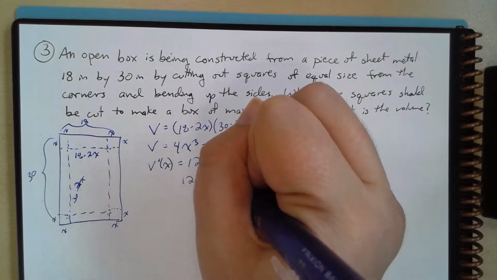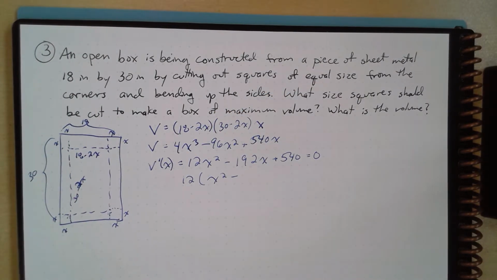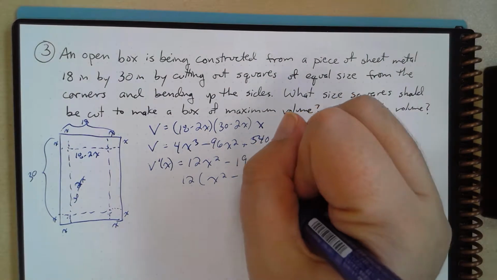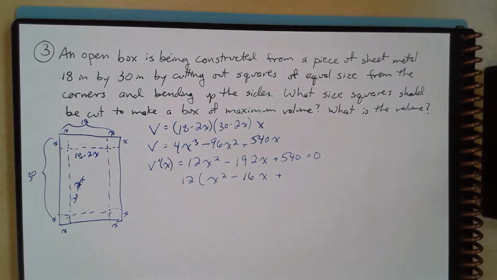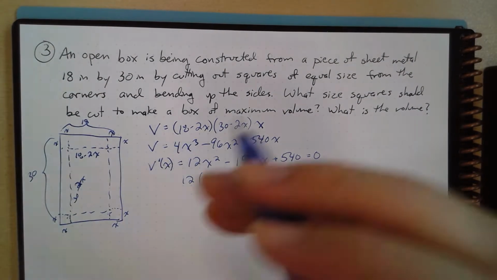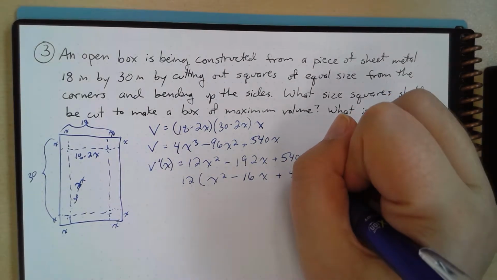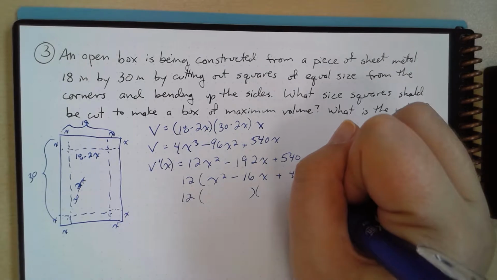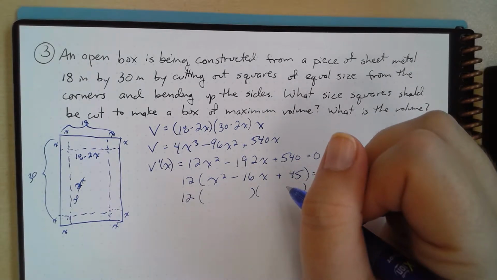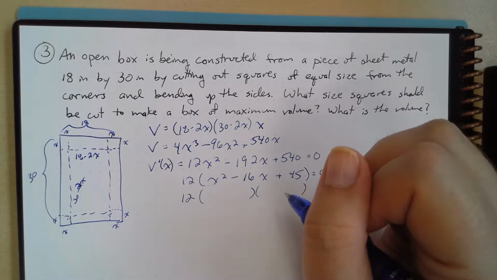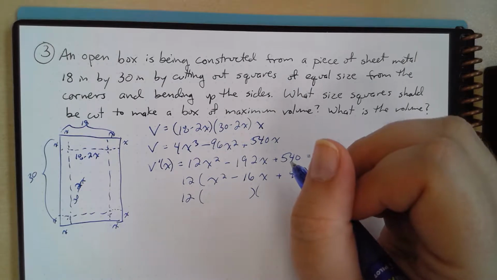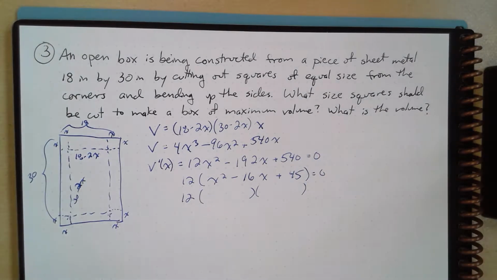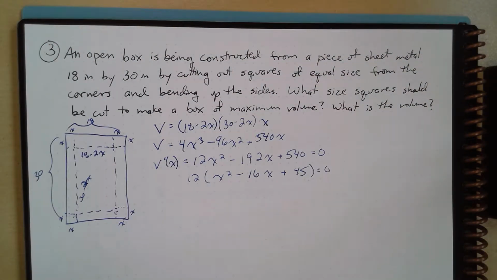So I get x squared minus 16x plus 45. Oh, this is interesting. So I think I'm going to have 9 and 5? That doesn't make sense, does it? One second, I've got to pause here. It won't factor, so we have to complete the square.